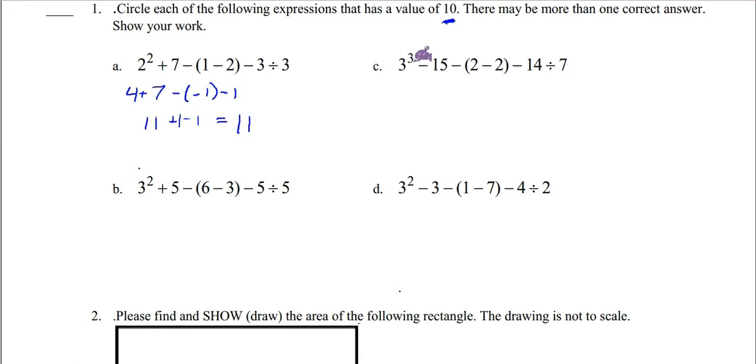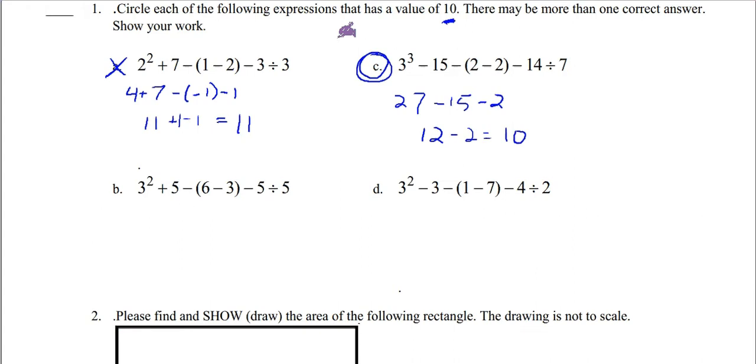3 cubed is 27, minus 15, minus what's in the parentheses, which is 0, since 2 minus 2 is 0. Negative 14 divided by 7 is negative 2, so minus 2. 27 minus 15 is 12, and 12 minus 2 is 10, so this one is good. This one didn't work out, this one did.